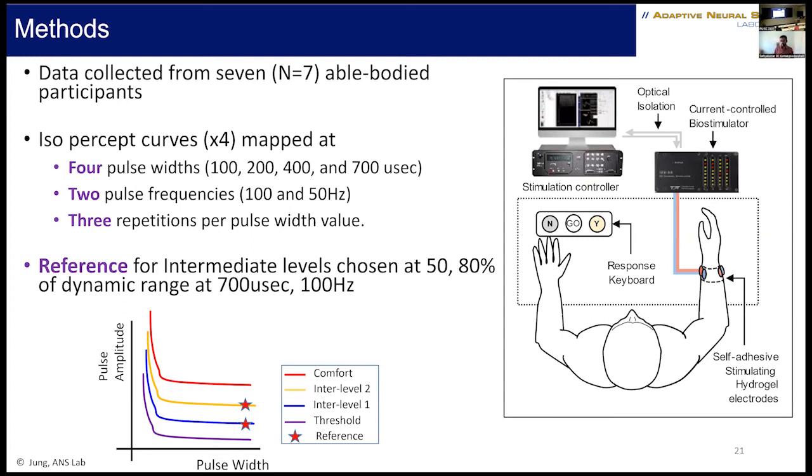Isopercept curves were mapped at 4 different pulse widths, 100, 200, 400, and 700 microseconds, and 2 pulse frequencies, and 3 repetitions of pulse amplitudes were found for each pulse width and pulse frequency combination. And the reference for the intermediate levels was chosen at 50 or 80% of the difference between the comfort and the threshold at 700 microseconds. So the point indicated by the star.